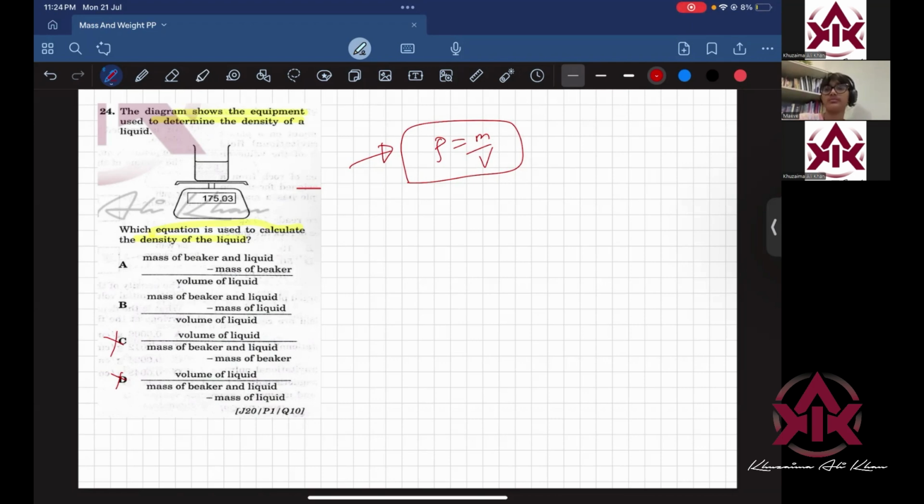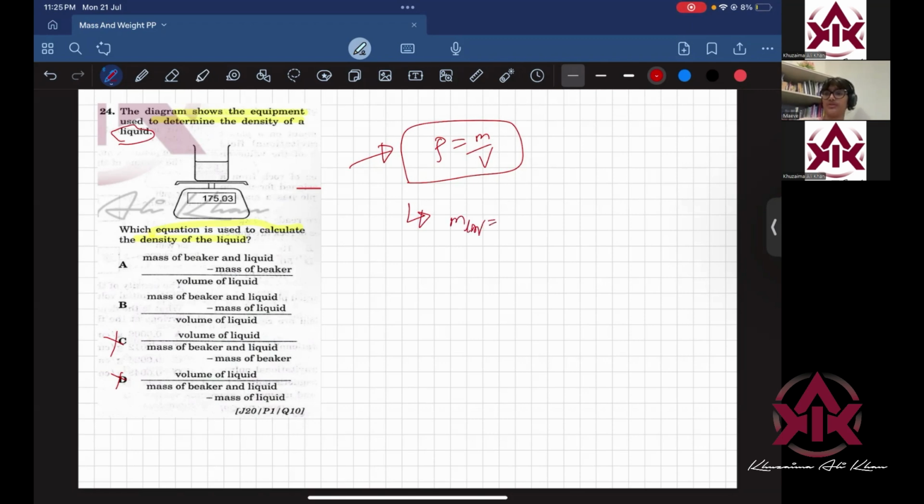You're finding the density of the liquid. We had done the experiment in detail. You can simply find the volume from the measuring cylinder. Option number A and B are saying volume of liquid. How do you find the mass of the liquid experimentally?